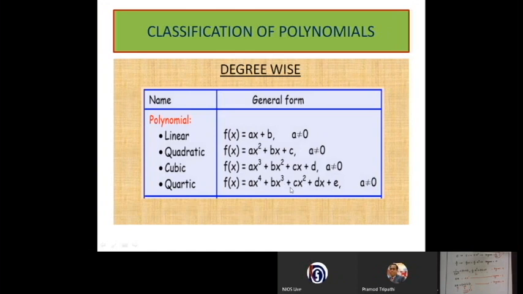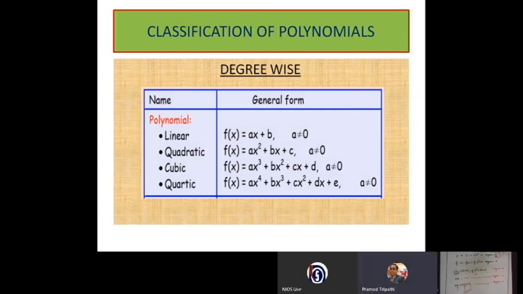So the degree of the first term, ax raised to the power 4, is 4. The degree of the second term, bx cube, is 3. In the third term, cx square, the degree is 2 because the exponent is 2 here. In the fourth term, dx, the degree is 1, and for the constant, its degree is 0. So I think the degree of the polynomial is classified. We can easily classify according to the degree wise.